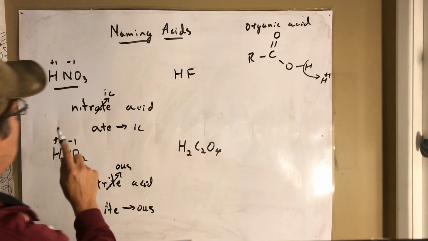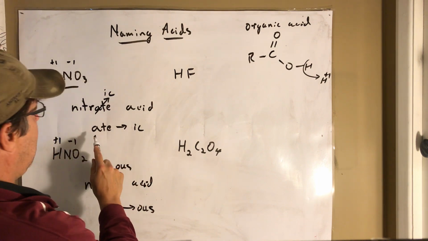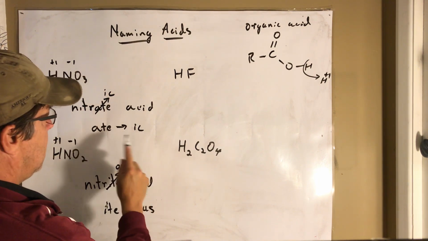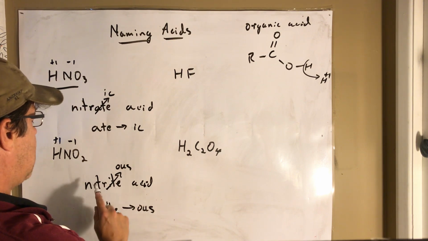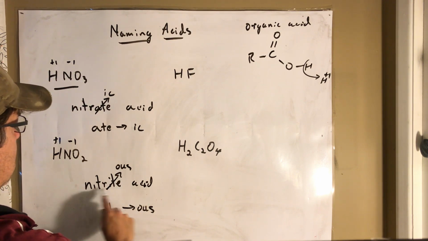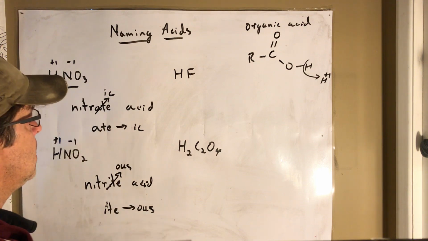So if the polyatomic ion ends in ATE, we change it to ic and say acid. If it's ITE, we change that to us and then say acid. So nitric and nitrous acid.